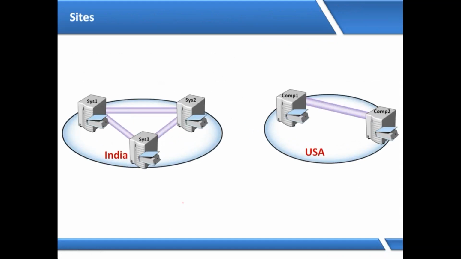Now here, some of the servers are in India, some are in the US. So how many sites do we have to create? Two sites. And for the communication between these two to happen, first you have to create a site link. So between the two different sites, you have to connect or create a site link. How to create a site link? I'll show you.